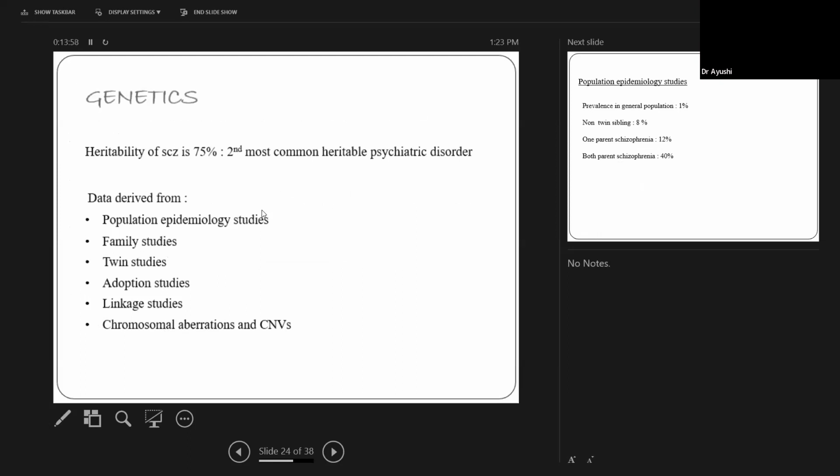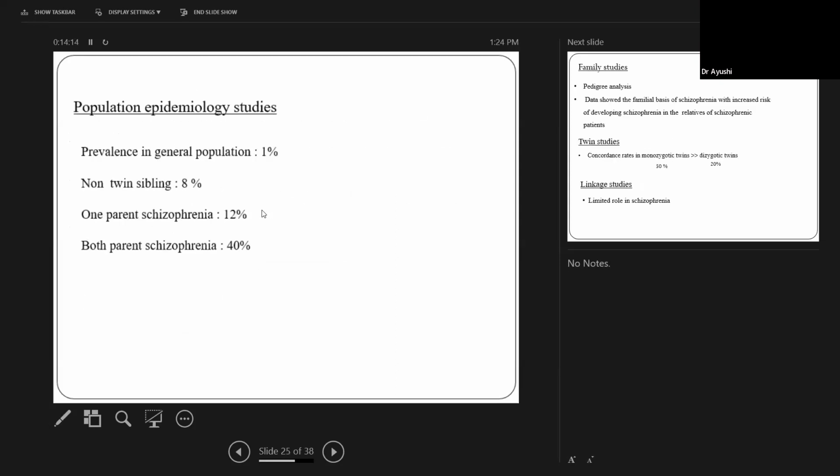So, the genetics. The heritability of schizophrenia is 75%, and it is the second most common heritable psychiatric disorder. This data is derived from population epidemiological studies, family studies, twin studies, adoption studies, linkage studies, and chromosomal aberrations. The population epidemiological studies say that the prevalence in the general population is 1%. In a non-twin sibling, it is 8%. With one parent having schizophrenia, it is 12%, and with both parents having schizophrenia, it is 40%.